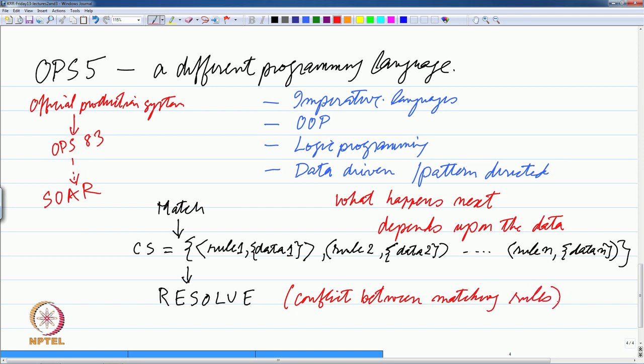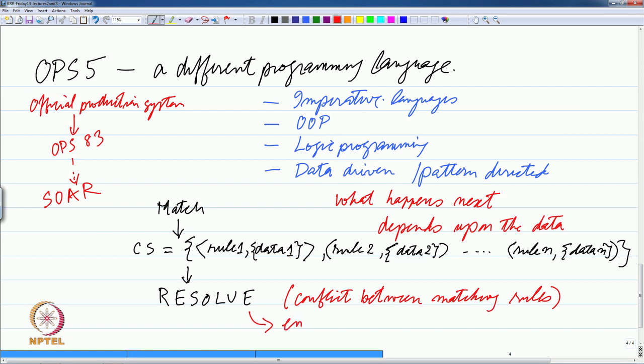So, at the end of the match phase, you have a whole set of rules with matching data, and you can sort of try to visualize it that all of them are clamoring to say execute me, execute me, execute me, and so on. It is like getting a party ticket for elections, and it is the task of the resolve phase to decide which rule to execute next essentially.